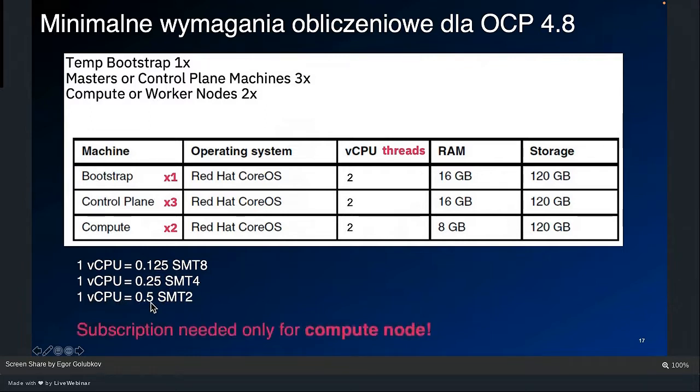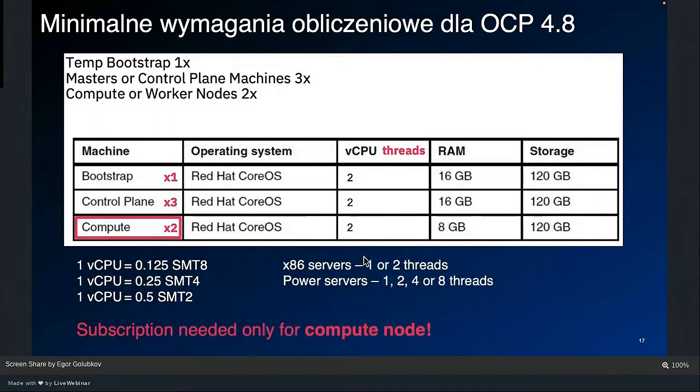The important thing to remember is that the subscription, so the costs, are needed only for the compute nodes. So the more applications we run, the more performance we need, and then we need to buy subscriptions only for the compute nodes. And now it's important to see that every compute node consumes two threads at the same time. This means that if we need at least two compute nodes to run the minimum OpenShift cluster, then here we have four threads to be consumed. So we need the subscription for four threads.